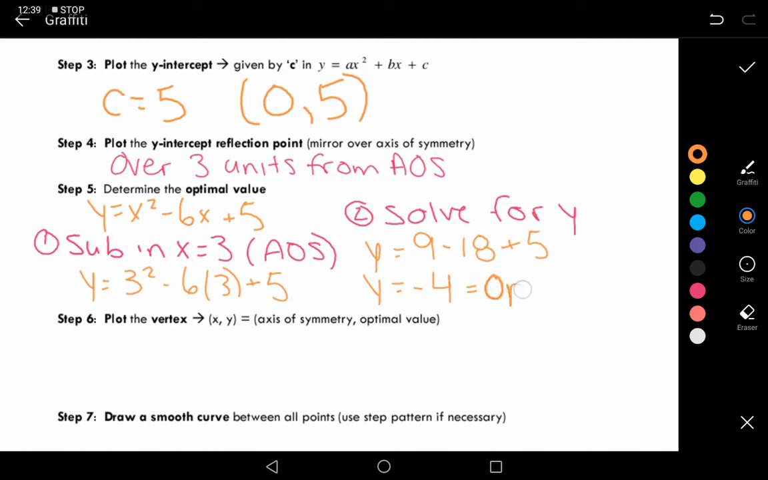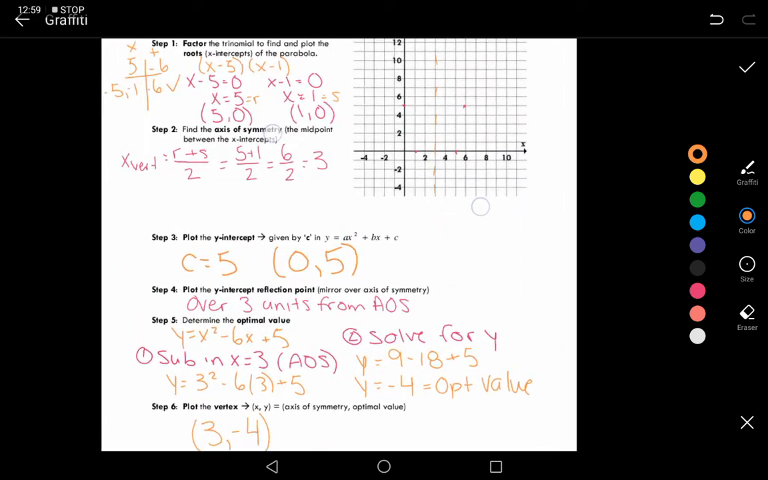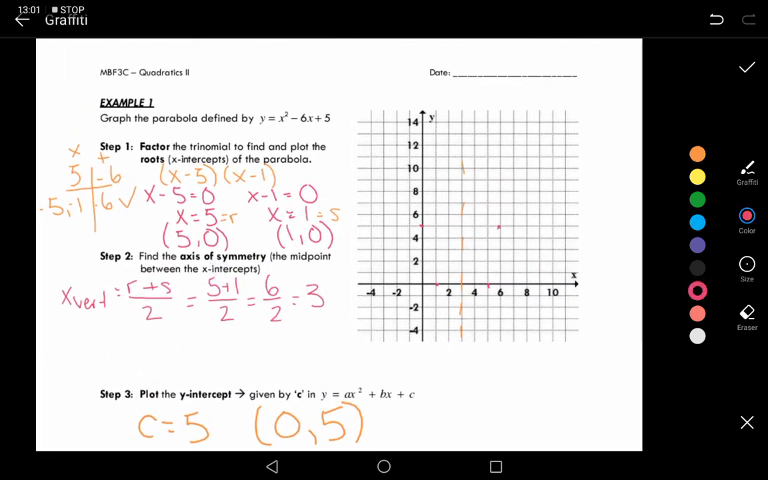So opt value. Okay. The next step is to plot the vertex. So remember, our vertex is just axis of symmetry and optimal value. So we found that our axis of symmetry was 3, and we just found that our optimal value is negative 4. So I'm going to go back up to my graph here and plot the point 3, negative 4. So 3, negative 4 is right there.